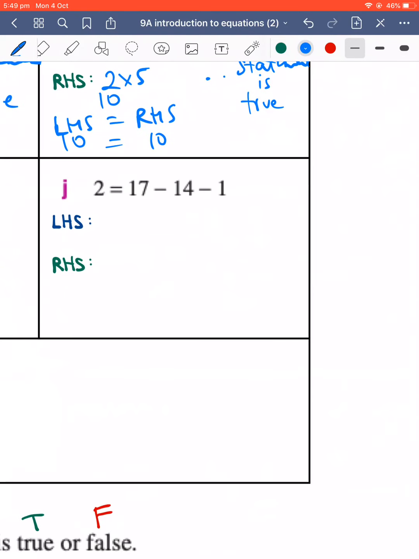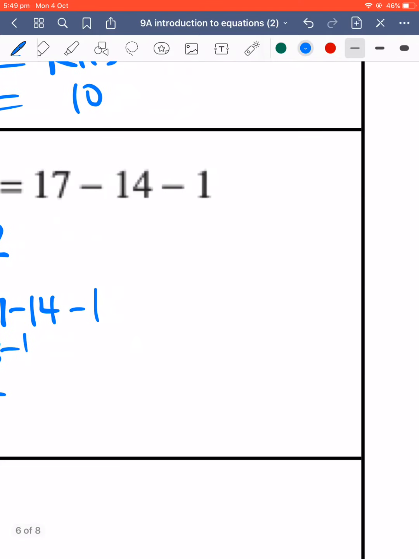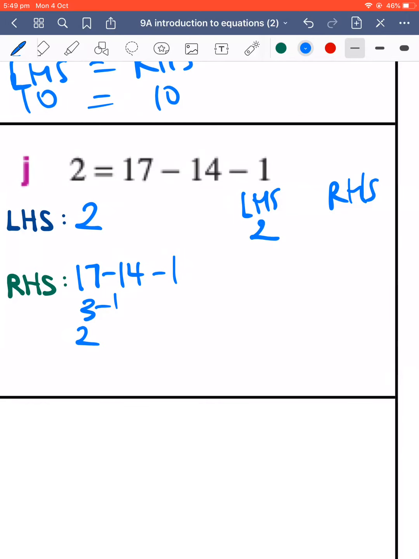Last couple of ones here. My left-hand side is just the number 2. My right-hand side is a bit longer, so I've got 17 minus 14 minus 1. 17 minus 14 gives me an answer of 3. 3 minus 1 gives me an answer of 2. Again, comparing left-hand side to right-hand side, my left-hand side was 2, right-hand side is 2. Those two are equal, therefore our statement is true.